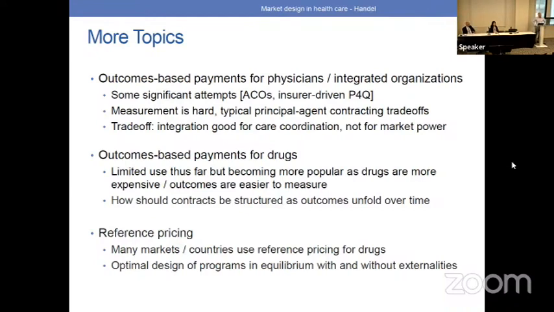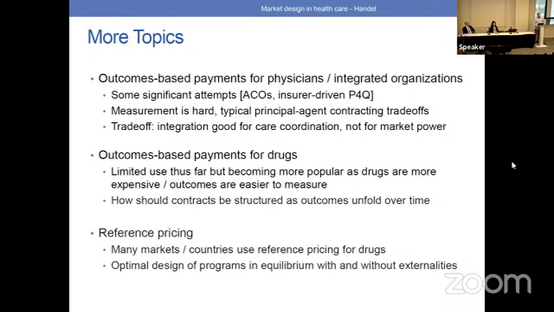In the provider space, there's an additional issue where patients are often seeing many providers, so attributing outcomes to specific doctors is a challenge from an incentive design and market design standpoint. So even though there have been some significant attempts, like accountable care organizations and insurer-driven pay-for-quality programs, this is still an area where I think there's a lot of room for research and for thinking about the information asymmetries and how you want to design these pay-for-outcomes programs.